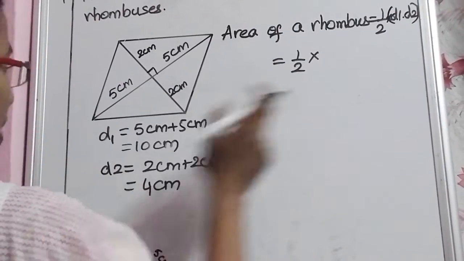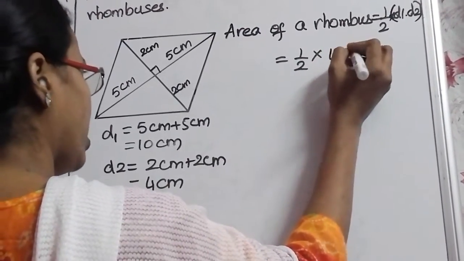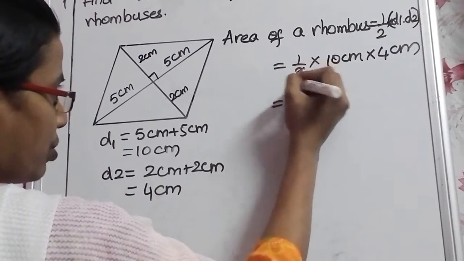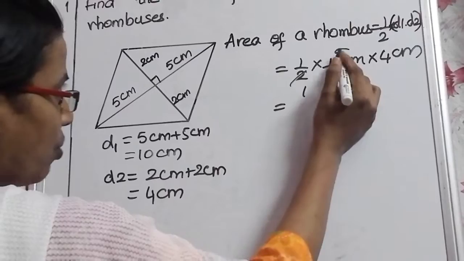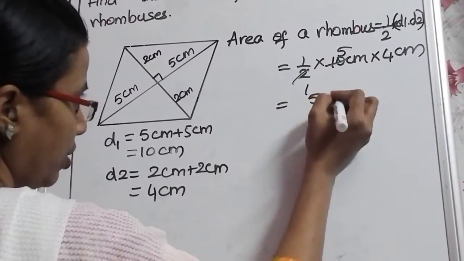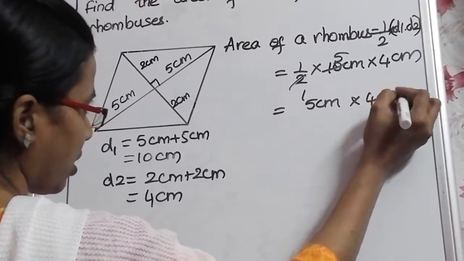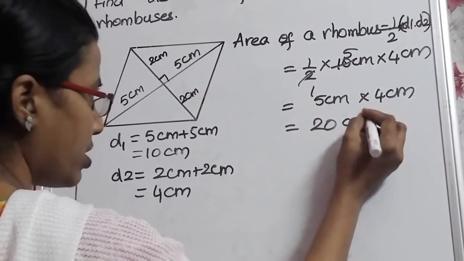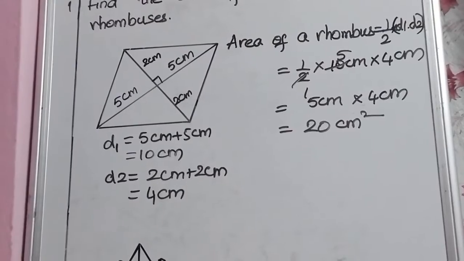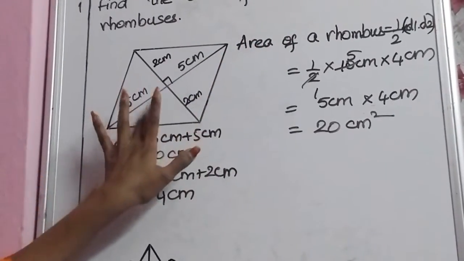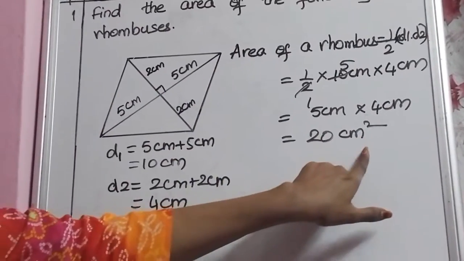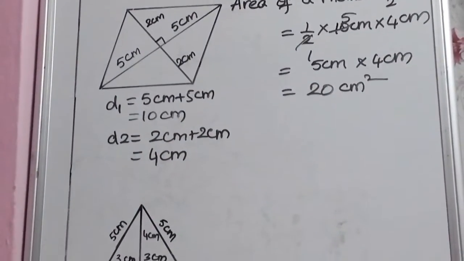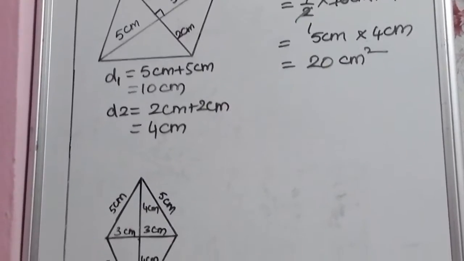Let us substitute these values in this. So this is half into 10 centimeters into 4 centimeters. 2 ones are 2, 2 fives are 5 centimeters into 4 centimeters. 5 fours are 20, centimeter into centimeter, square centimeter. So you found that the area of this particular rhombus is 20 centimeters square. Understood this? Okay.